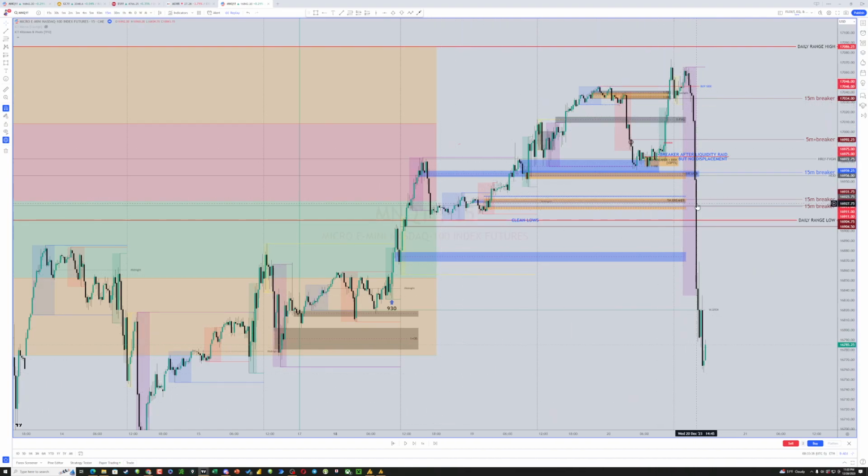And I'm just glad that I'm not watching this trying to get long, thinking it's bullish, and right here, as soon as it comes back here, are you trying to get long again? Probably.